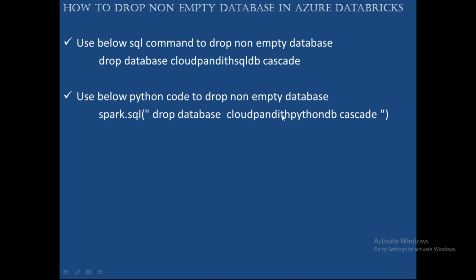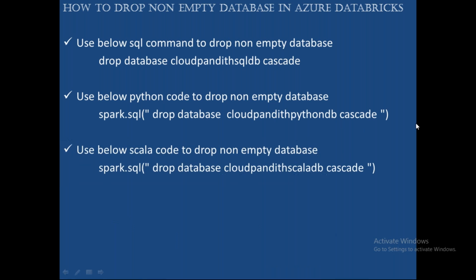Next, use the below Python code to drop a non-empty database. Here, see drop database name. Along with that, I am using a flag here, cascade. So you just need to put cascade. If you put cascade, all the tables which you have under this database will be deleted. Then it will delete even this database. Everything will be deleted automatically.